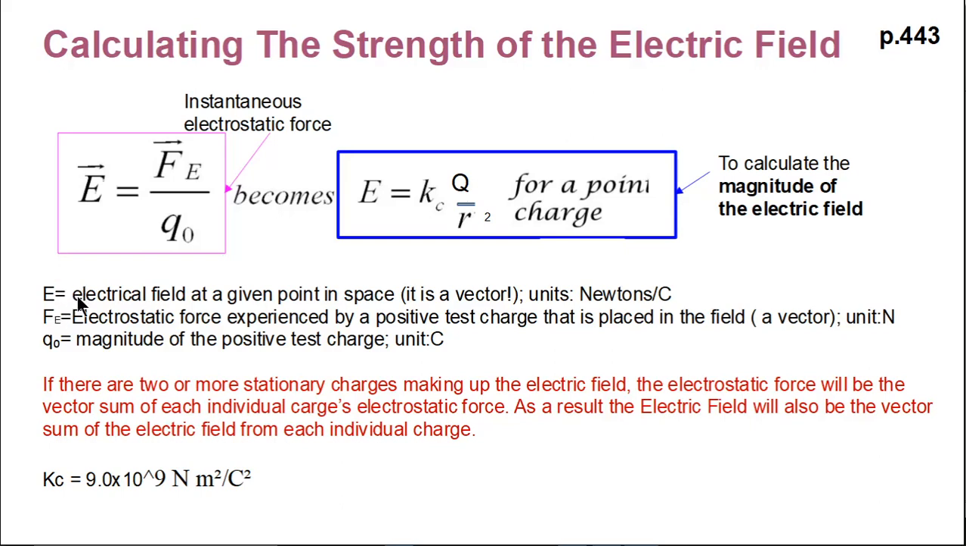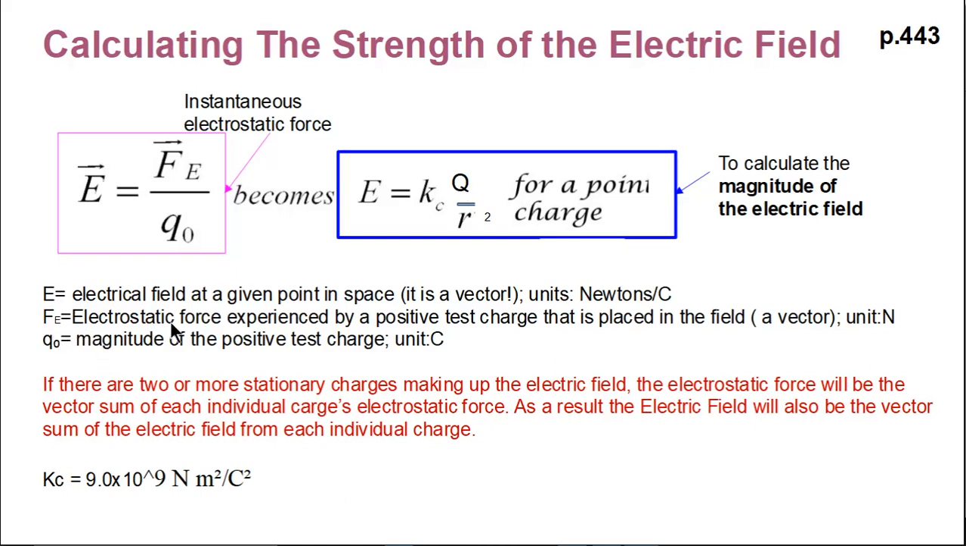E represents the electric field at a given point in space. It's a vector. Remember, all of these are vectors, and your units are the Newton divided by the Coulomb. Then F of E here, and remember, if you see arrows, because I know that your book sometimes doesn't put arrows, that just represents that these are vectors. That's all it is. In your book, you have it bolded, but you also can represent a vector by putting a little arrow on top.